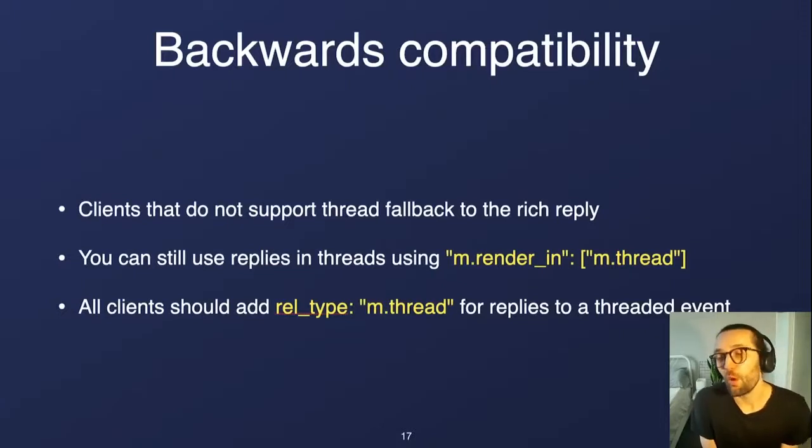And because not everyone will have threads at the same time, we also think that all clients should add rel_type m.thread when a user that is using a client that does not support threads replies to a message that is part of a thread, so that other clients that do support threads will be able to include that message in the thread and create a coherent experience for the users that are using threads. So this is kind of like a both way compatibility experience that we think works quite well.